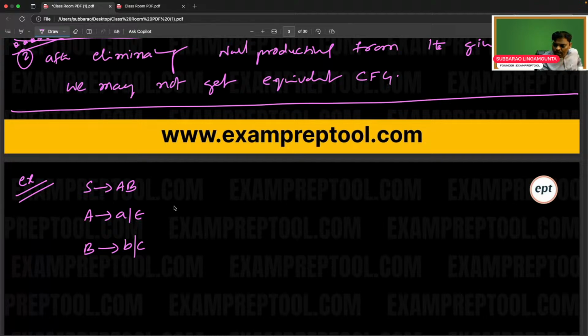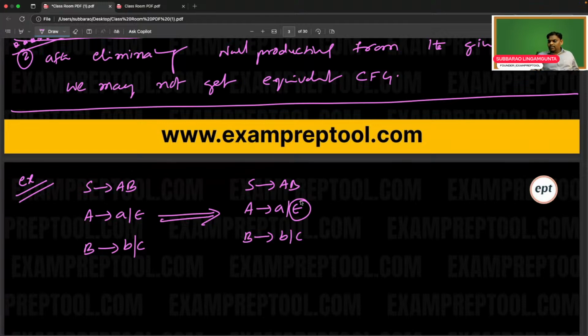I am eliminating the null production. What do you do? First write everything as it is. Don't confuse. Okay, then what is the next step? Now underline or circle the epsilon things first.